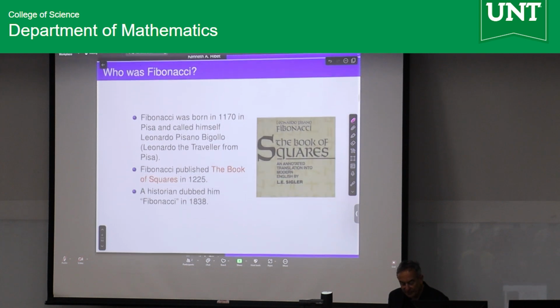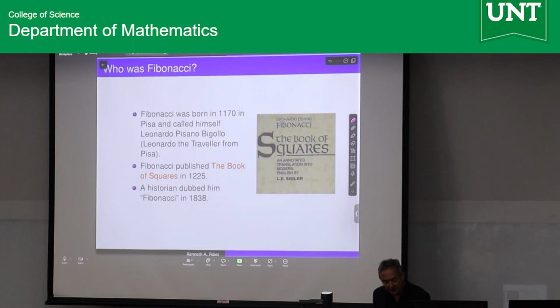He was born toward the end of the 12th century, and the thing that's remarkable is he actually published a book in 1225 called the Book of Squares. And what are the squares? Well, the squares are just the squares of the positive integers. Like 1 squared is 1, and 2 squared is 4, and 3 squared is 9, and 4 squared is 16, and so on. Fibonacci studied these numbers and the interrelation among them.